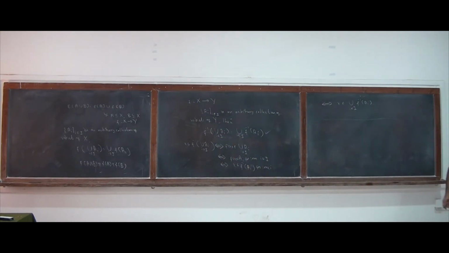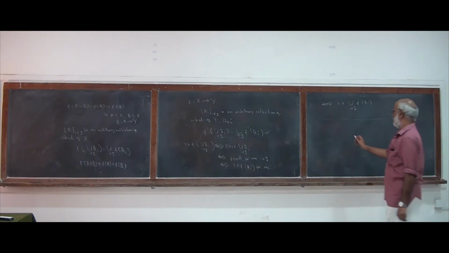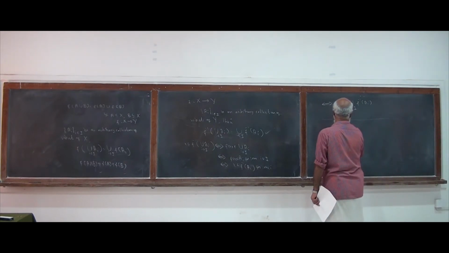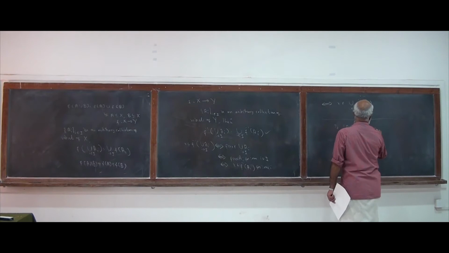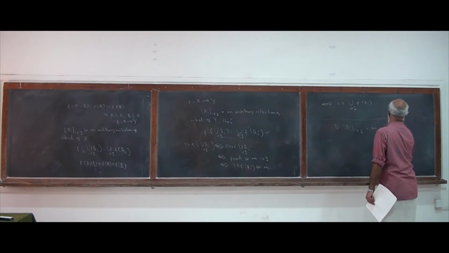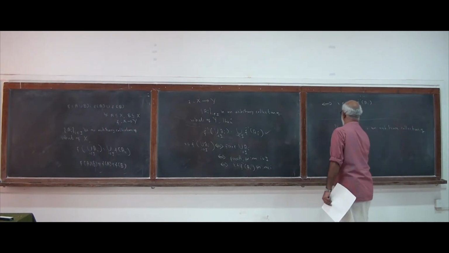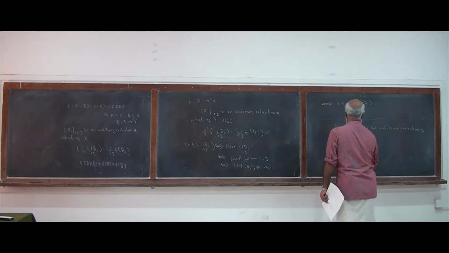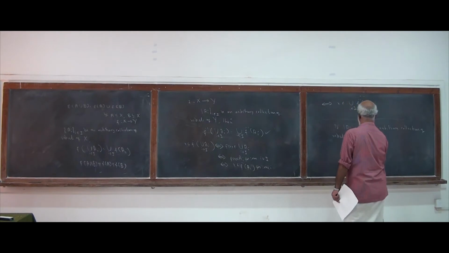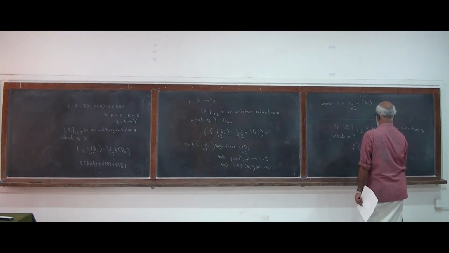And a similar result for the intersection is also true. That is, if A_i, i element of I, is an arbitrary collection of subsets of Y, then f inverse of intersection A_i is equal to intersection of f inverse of A_i.